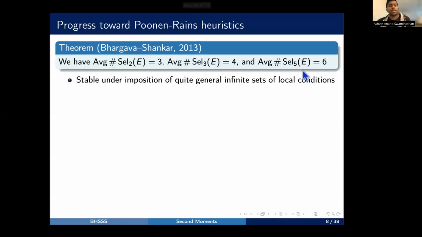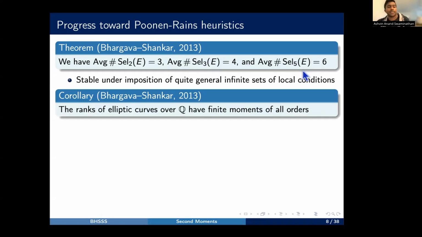Okay. So some remarks about this result. It's stable under the imposition of quite general infinite sets of local conditions. So you get the same averages, even if you impose local conditions on your family of elliptic curves. It has a number of corollaries. So one of them is that because Selmer groups grow exponentially in the rank, the fact that the first moment of the Selmer groups is bounded implies that the ranks of elliptic curves over Q have finite moments of all orders.